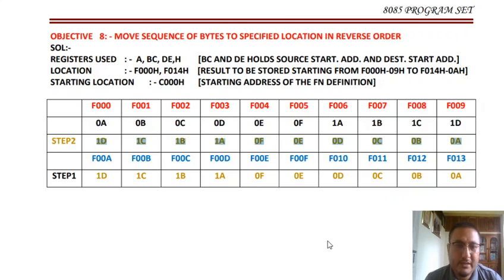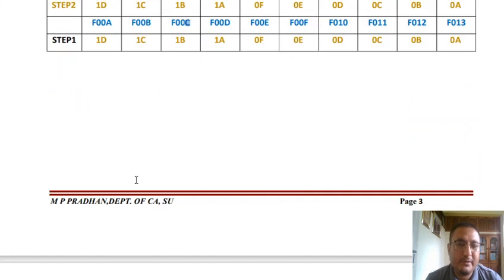To progress with the solution, I'll copy the sequence from the source in reverse order into the specified destination, and then I'll copy the content of the destination back to the source. So this is how I'll execute it. Step 1 is to copy the content of the source in reverse order to the destination address location, and step 2 is to copy the content of the destination address location back to the source. This is how the progression is to be done.